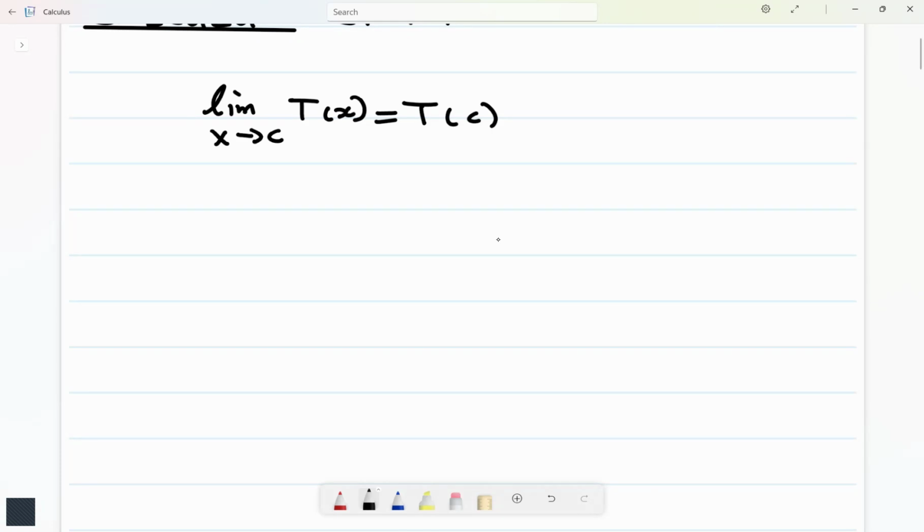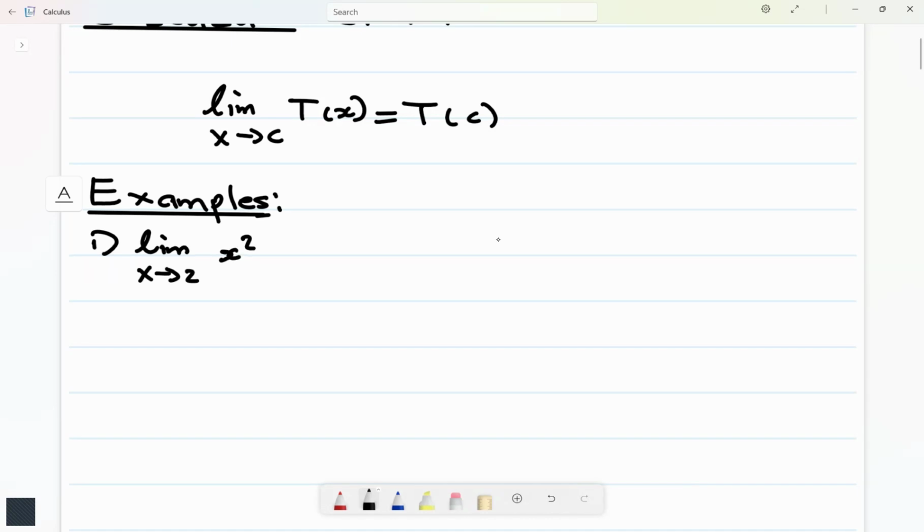Now let's have examples. So on the examples, let's say we have just one: limit as x approaches 2 of x squared plus 3x. Okay. So how can I evaluate this limit?